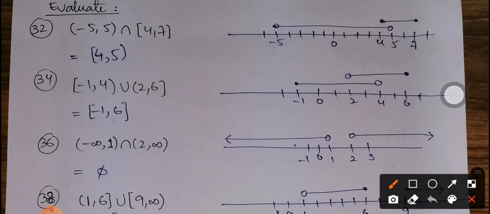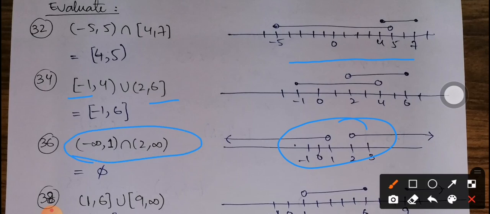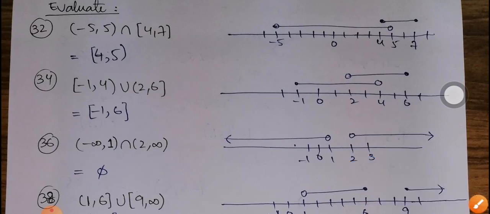Then we have question number 34, -1 to 4 union 2 to 6. Here you can see that we can easily move from -1 to 6 without any jump or gap. So it is from -1 to 6, closed from -1, closed from 6. Then we have question number 36, intersection of -infinity to 1 and 2 to infinity. You can easily see that there is no intersecting part, or there is no double line, or no crossing area where we can say that these are part of the intersection, because nothing is common in these two intervals. So the intersection is going to be the null set in this case.